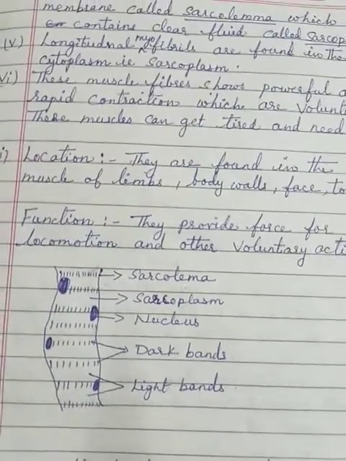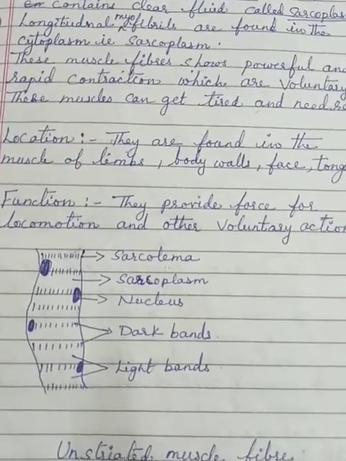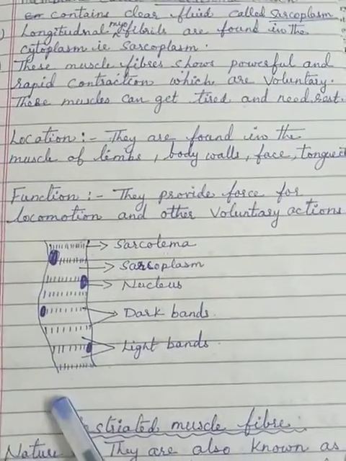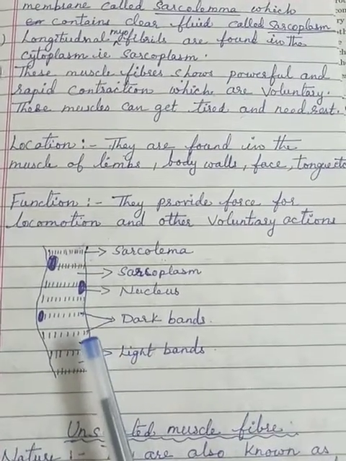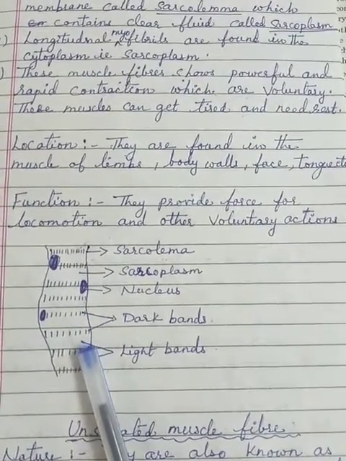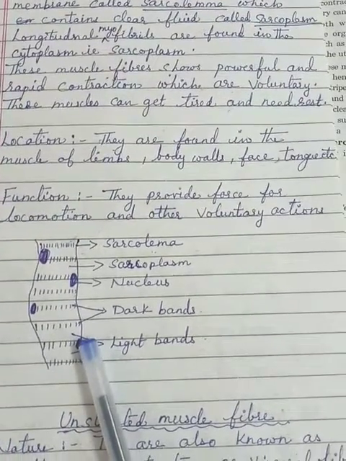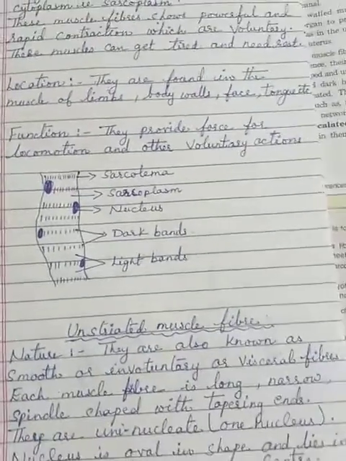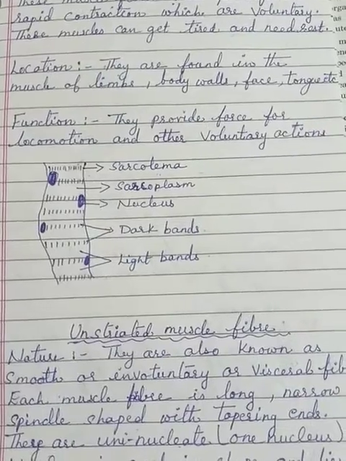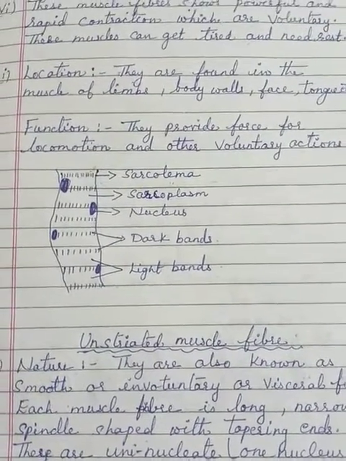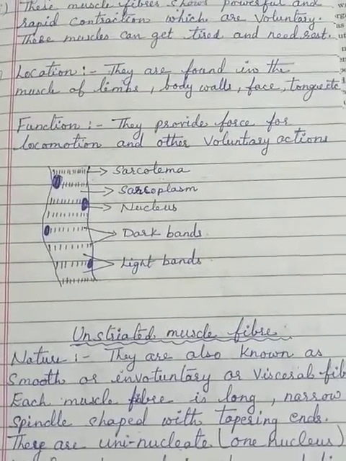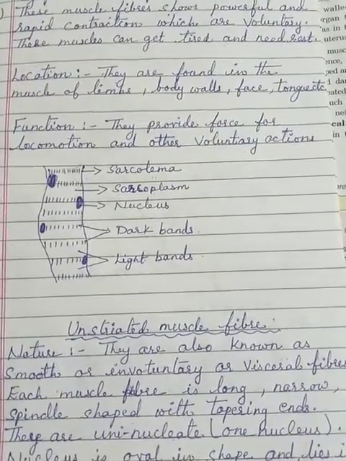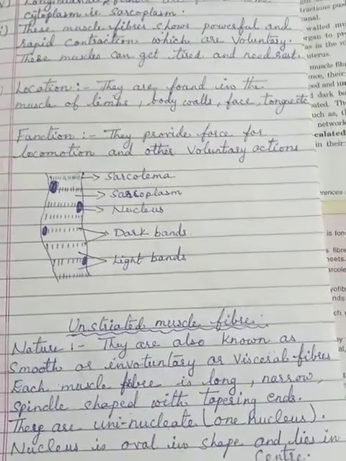They are found in the muscles of limbs, body walls, face, tongue, etc. So these muscles are found in body parts such as the muscles of the limbs, body walls, face, and tongue. That means the parts of the body which are under human control. Function: they provide force for locomotion and other voluntary actions. Their main function is to provide force so that we can move from one place to another, and they are voluntary in action.